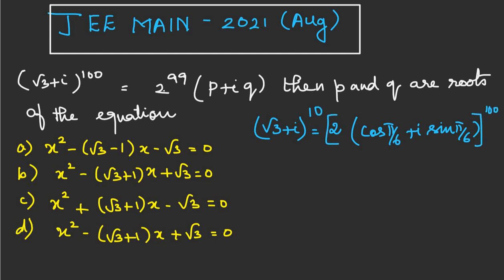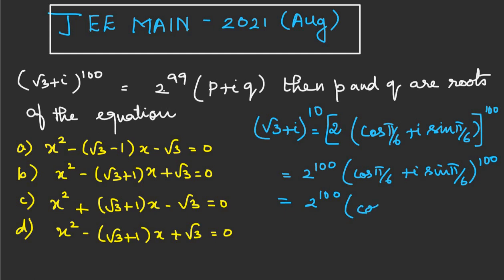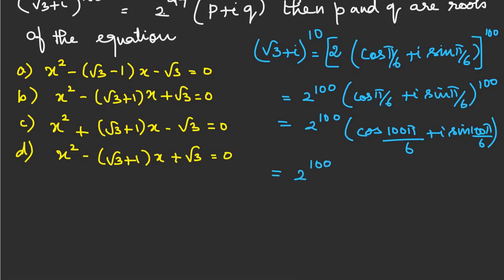We get this is equal to 2 power 100 into cos pi by 6 plus i sin pi by 6 whole power 100. Applying De Moivre's theorem, this is 2 power 100 into cos of 100 into pi by 6 plus i sin of 100 into pi by 6. Now this can be further written as 2 power 100 into cos 50 pi by 3 plus i sin 50 pi by 3.